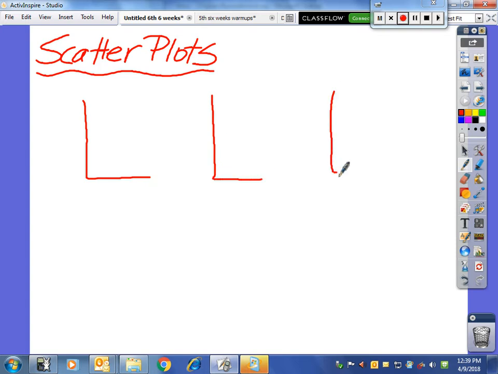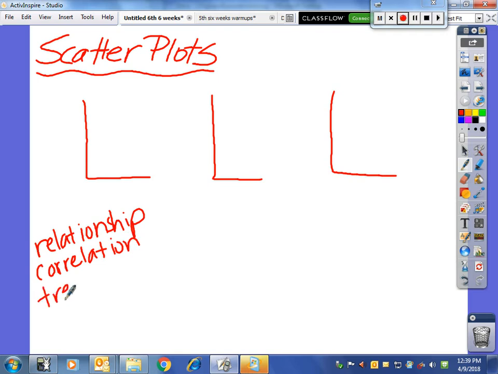Okay, a scatter plot can be used to graph two sets of data against each other to see if there's any kind of relationship. They use the words relationship, correlation, and trend kind of interchangeably. So if you see those three words, we're trying to see if there is any kind of trend, correlation between the two variables, or any kind of relationship. Sometimes you'll find a positive one, sometimes a negative one, sometimes no relationship at all.